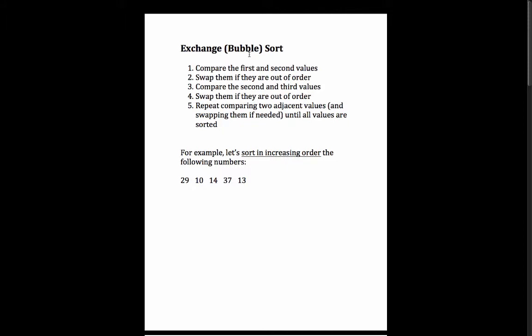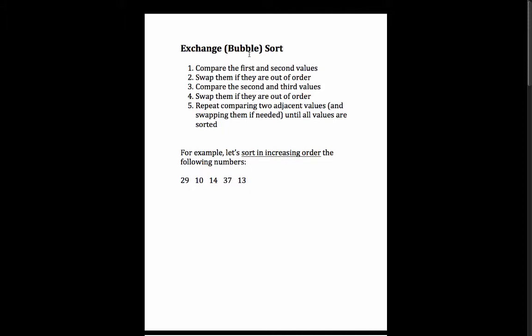Given a set of values, we compare the first and the second values, and then we decide whether or not they are in order with respect to each other. If they are not, then we swap them. And then we repeat these steps, but instead of comparing the first and the second value, now we compare the second and the third value. And again, if they are out of order with respect to each other, we're going to swap them, and then we compare the third one with the fourth, the fourth with the fifth, and so on and so forth.